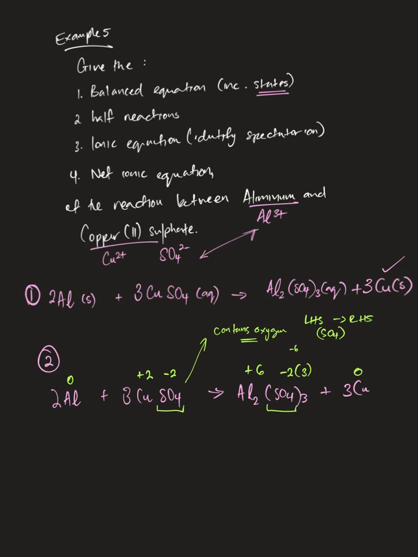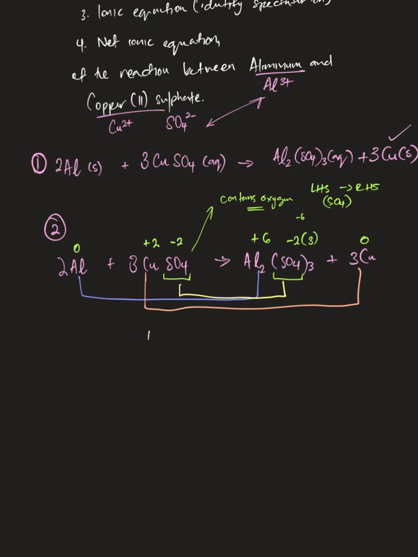All right, let's do some connecting. If I connect the Al and the Al, I've got that situation. If I connect the copper and the copper, that situation. And the last thing that I can join is the SO4 with the SO4. So let's have a look at what I've got here: Al, Cu, and SO4.